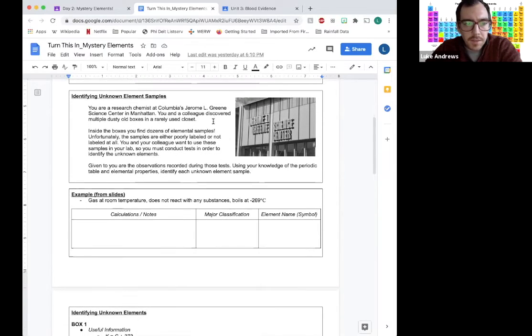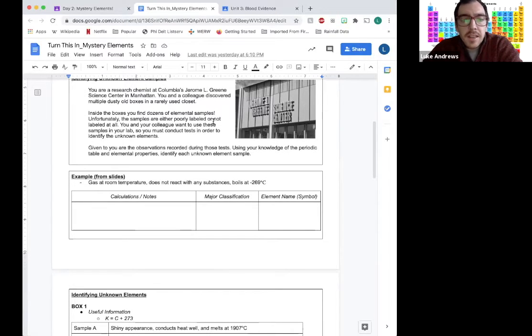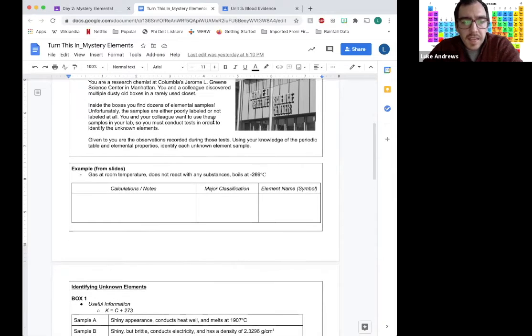I'm going to start right here. You're a research chemist at Columbia's Jerome L. Green Science Center in Manhattan. You and a colleague discovered multiple dusty old boxes in a rarely used closet. Inside the box, you find dozens of elemental samples. Unfortunately, the samples are either poorly labeled or not labeled at all. You and your colleague want to use these samples in your lab, so you must conduct tests in order to identify the unknown elements. Given to you are the observations recorded during those tests. Using your knowledge of the periodic table and the element properties, identify each of the unknown element samples.